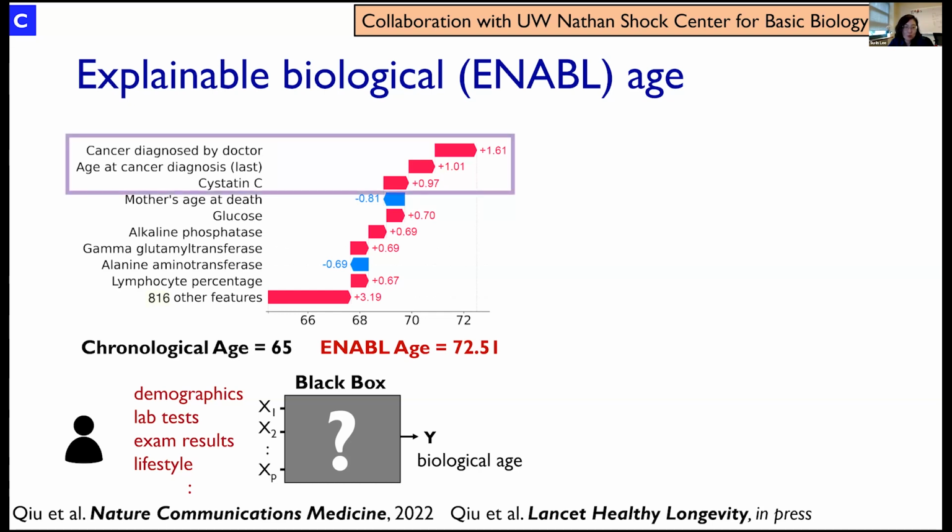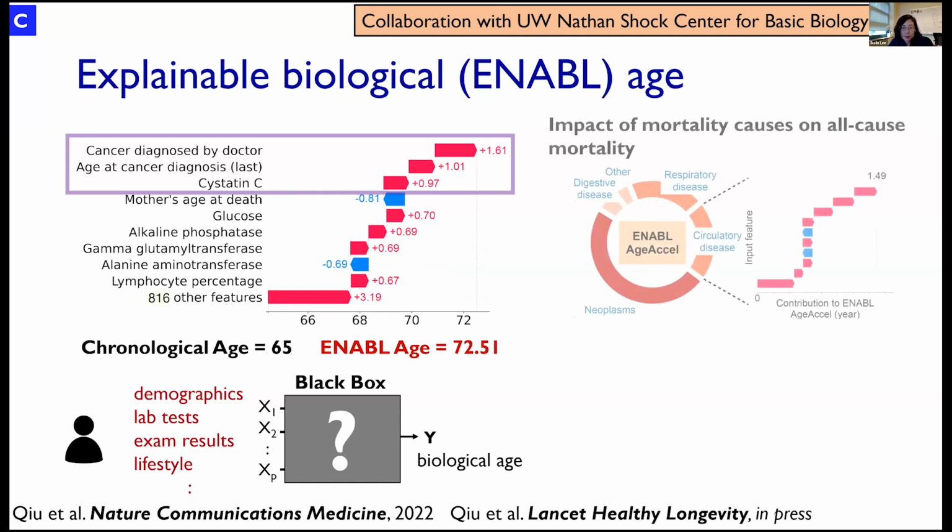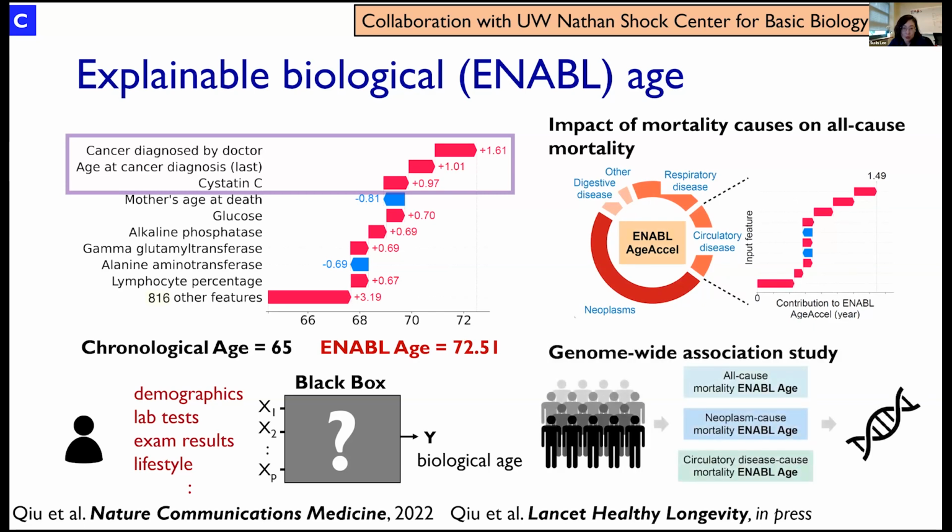Obviously, cancer diagnosis accelerates biological age, and also cystatin C is a kidney function measure. These explanations are provided for various mortality causes as well. We also performed GWAS to identify potential genetic risks for age acceleration. Here the phenotype was biological age minus chronological age.